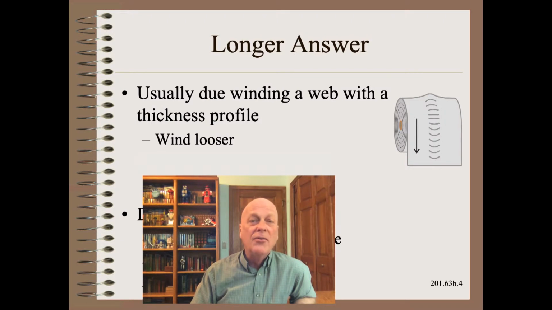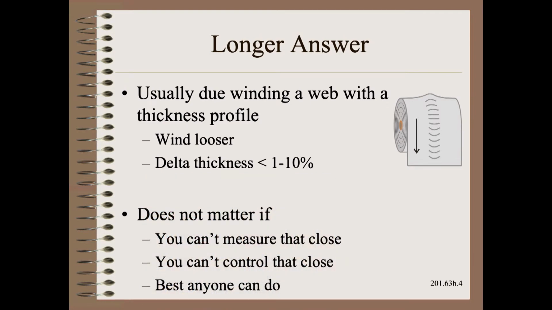So next, we try to level the web. Here we run into more challenges. That is, the thickness variation will certainly need to be better than 10%, and in some cases better than 1%. It does not matter if you can't measure that close. It does not matter if you can't control that close. It does not matter if it is the best you or anyone else in the industry can do. All that matters is what the winder thinks about the variation.